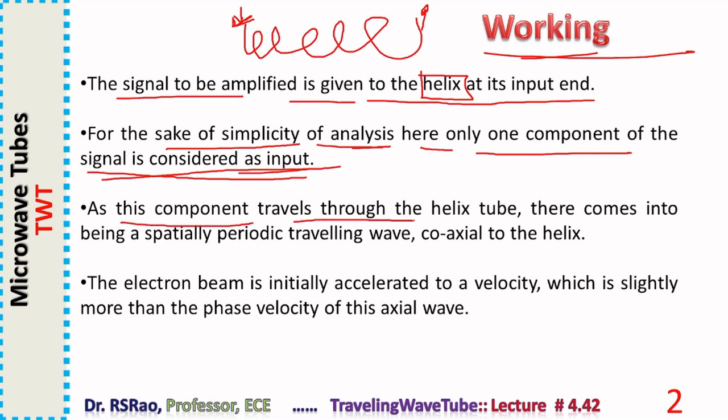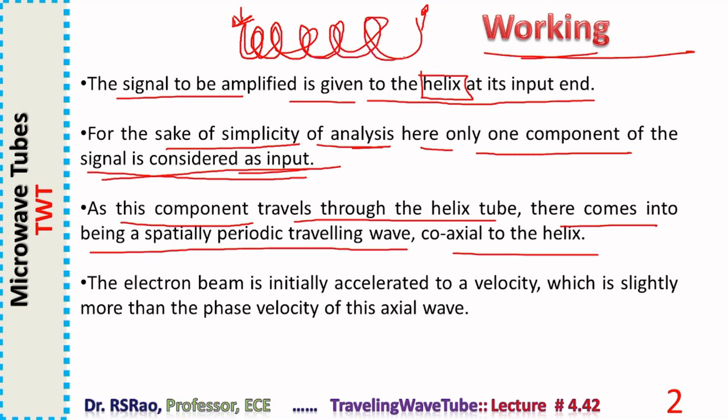As this component travels through the helix, there comes into being a spatially periodic traveling wave coaxial to the helix. When the single component travels along the length of the helical coil, there comes into being a spatially periodic waveform along the axis of the helix. Also notice, while the device is functioning, there exists an electron beam also along the axis. Now, a spatially periodic wave is coexisting with an electron beam along the axis of the device.